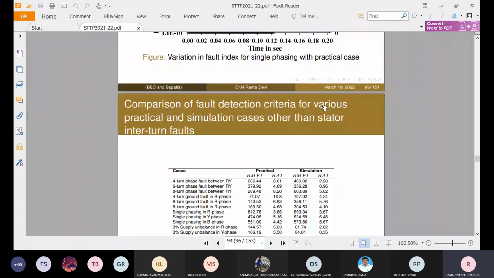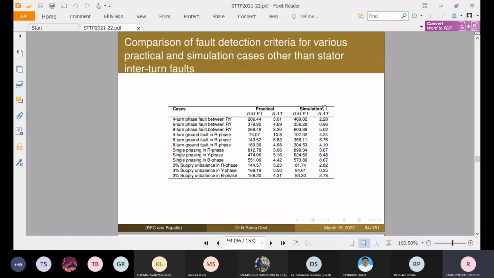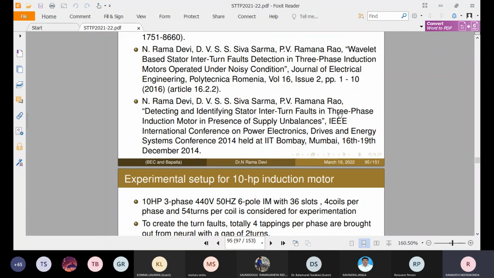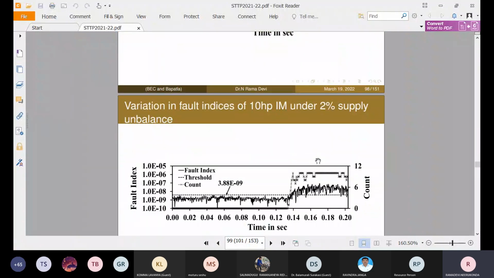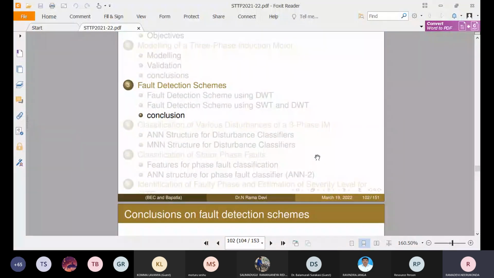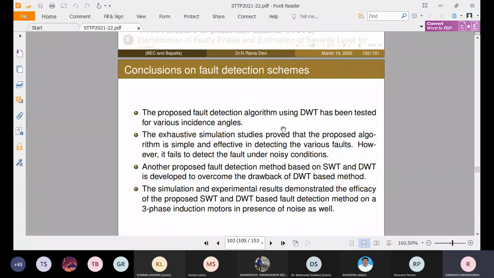All these are the comparison of values for machines of 5 HP and 3 HP. These are the related publications. This is for the 10 HP setup, and these are the results corresponding to the fault detection algorithm. Coming to the conclusion of the detection algorithm, the proposed fault detection algorithm using DWT has been tested for various incidence angles, and the exhaustive simulated studies prove that the proposed algorithm is effective in detecting various faults. However, it failed to detect the fault under noisy conditions.